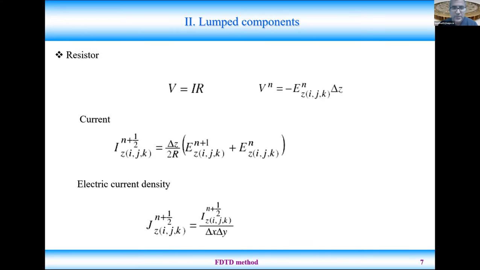Let's start with the resistor. So imagine the resistor is located at the same position as the electric field component, and suppose it is in Z direction, so the R is in the same position as Ez. And then we have to use first the Ohm relation, V equal IR, and the relation between the voltage and the electric field component. So voltage here, because it is in Z direction, at time instant n will be minus Ez^n times delta z.